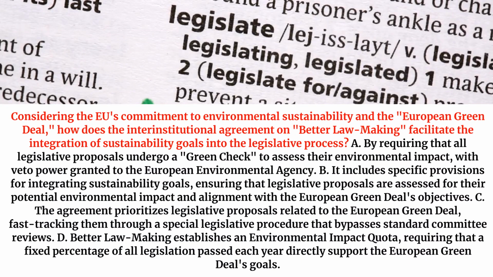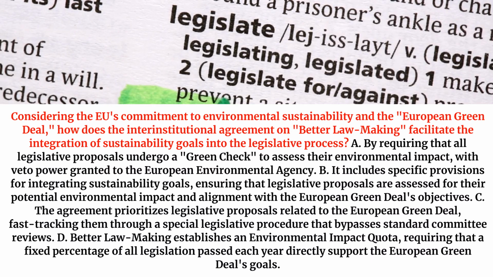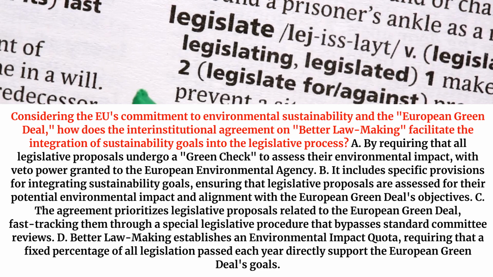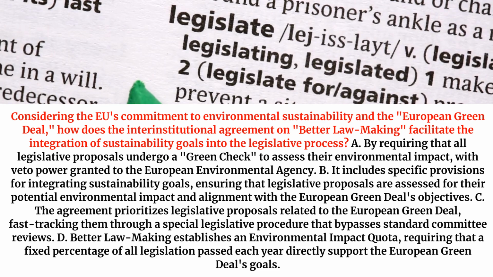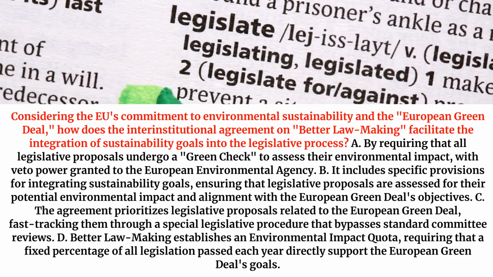Considering the EU's commitment to environmental sustainability and the European Green Deal, how does the interinstitutional agreement on better lawmaking facilitate the integration of sustainability goals into the legislative process? A. By requiring that all legislative proposals undergo a green check to assess their environmental impact, with veto power granted to the European Environmental Agency. B. It includes specific provisions for integrating sustainability goals, ensuring that legislative proposals are assessed for the potential environmental impact in alignment with the European Green Deal's objectives.